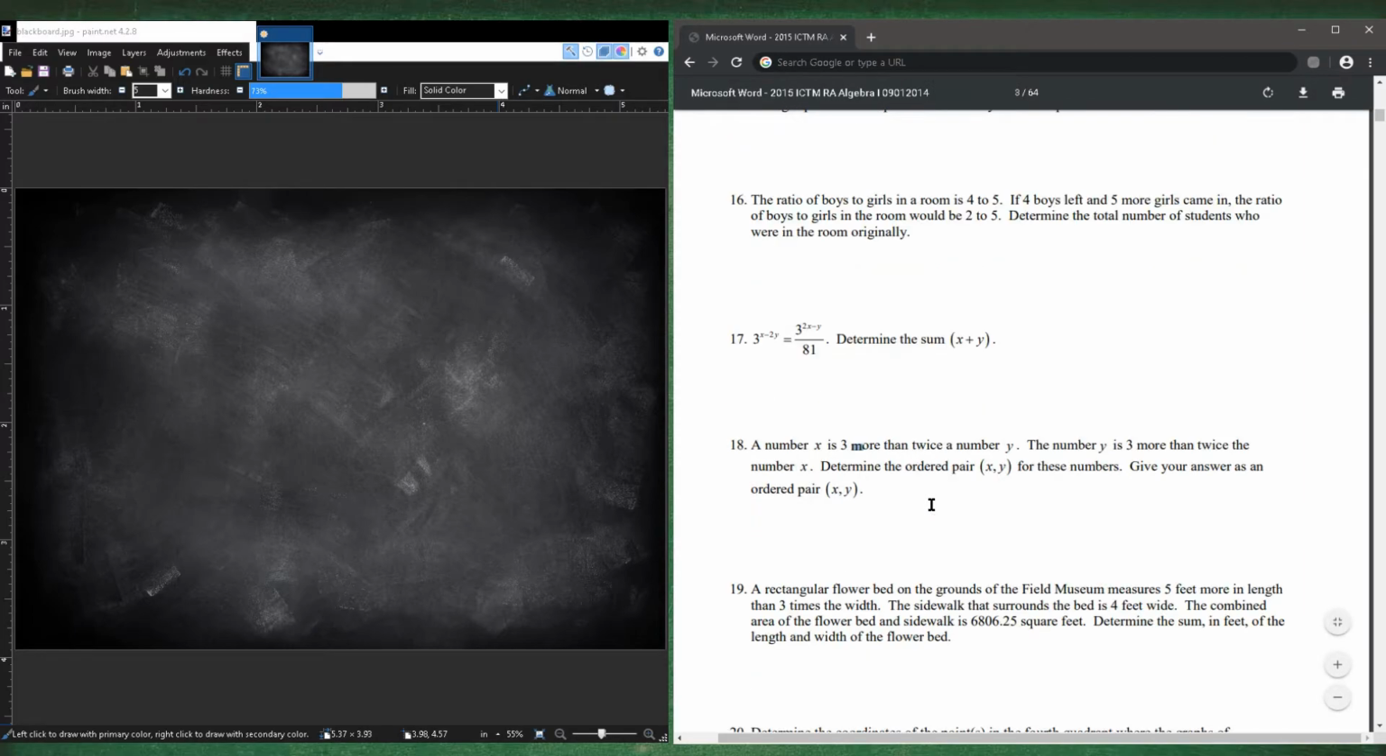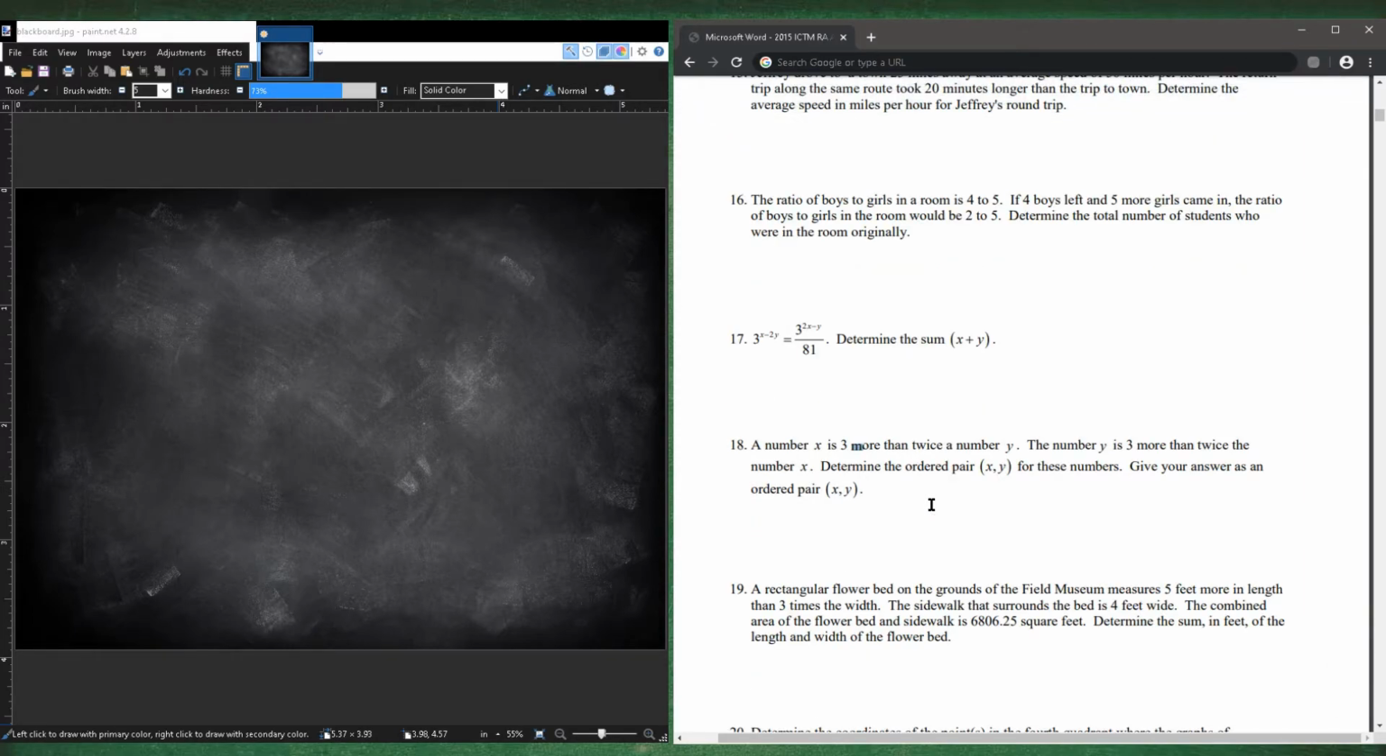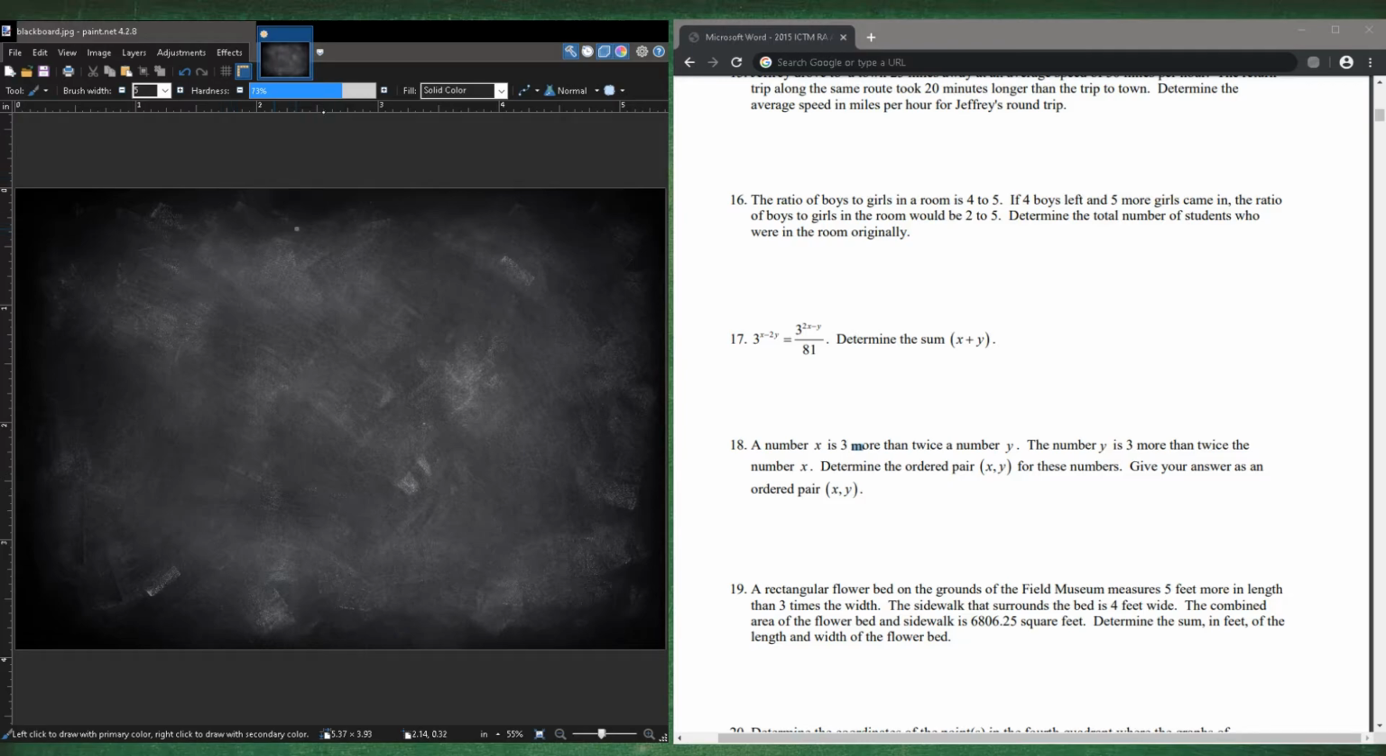Okay, number 17. 3 to the power of x minus 2y is equal to 3 to the power of 2x minus y over 81. So determine the sum of x plus y. So usually how I do this is that I like to get them on the same base. So I see 3 two times, so this is probably going to be base 3. So 3 to the x minus 2y is equal to 3 to the 2x minus y over 81. 81 is just 3 to the power of 4.